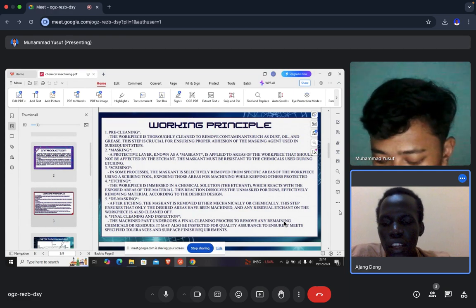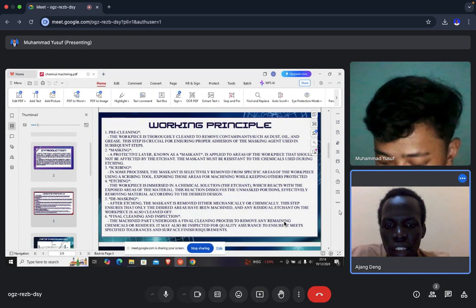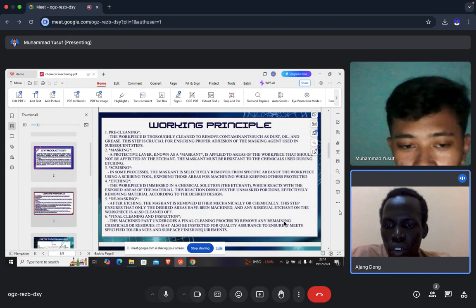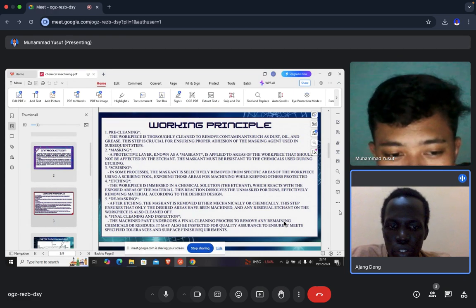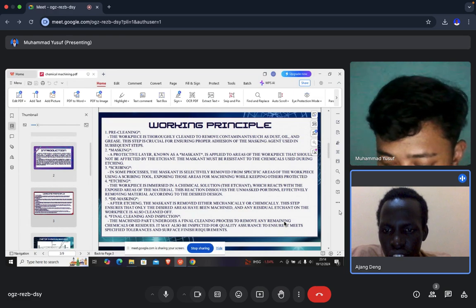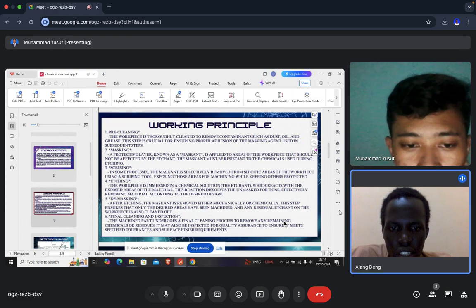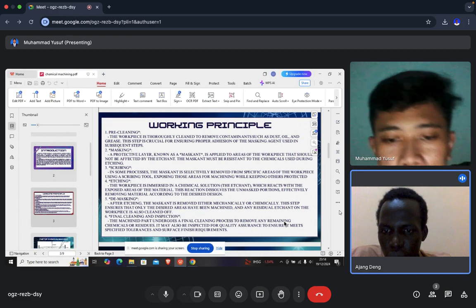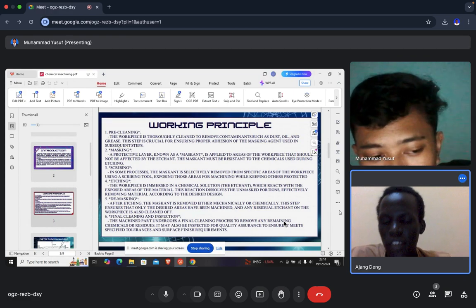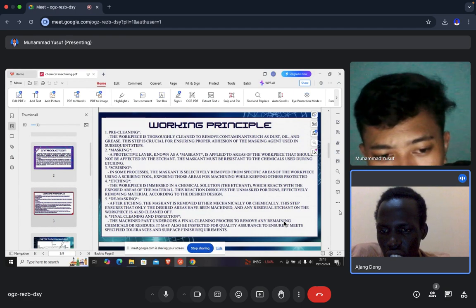Then we have masking removal. After etching, the masking is removed either mechanically or chemically. This step ensures that only the desired areas have been machined, and any residue on the workpiece is also cleaned off. So we are trying to make sure we have a clean workpiece surface, the machined surface.